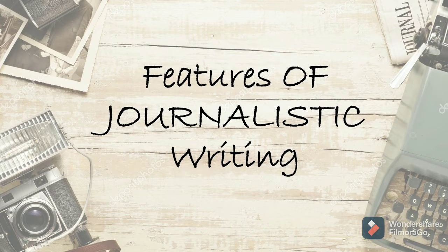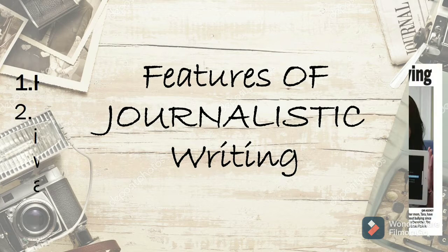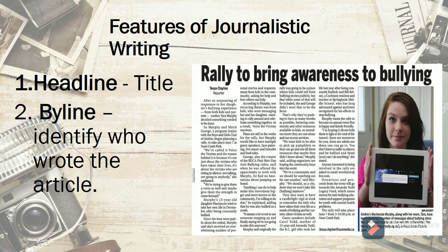So here are the features of journalistic writing. The first two are headline and byline. So let us start with the first feature. The first one is the headline. It is the title or topic of the news. A headline is sometimes catchy. It is made catchy or bold to make us readers able to read that news.